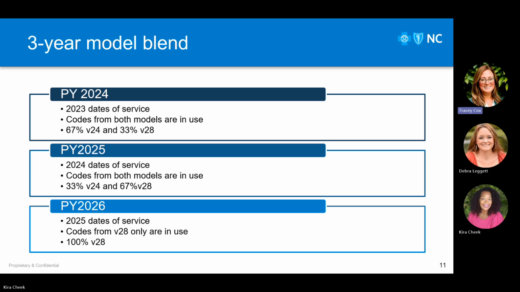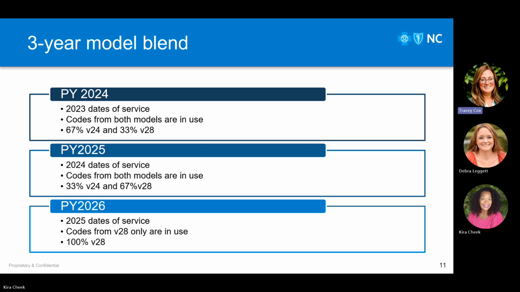For the next payment year, 2025, 2024 dates of service are looked at and the same methodology will apply. However, for these dates of service, CMS will reimburse the coefficients for codes from V24 at 33% and those from V28 at 67%. Coefficients for codes present in both models will continue to be reimbursed at 100%.